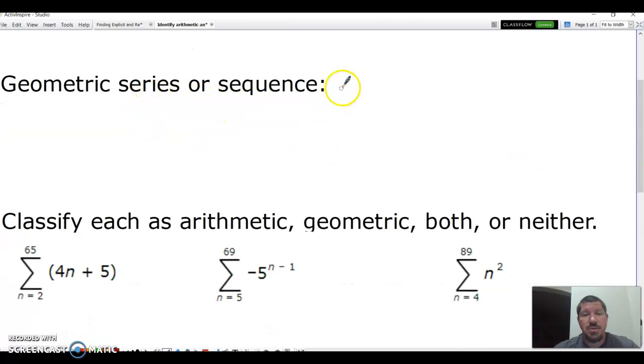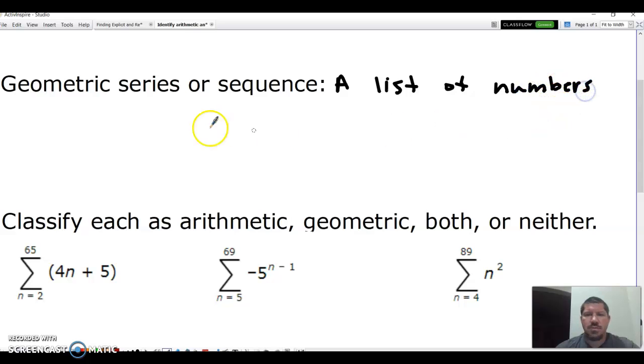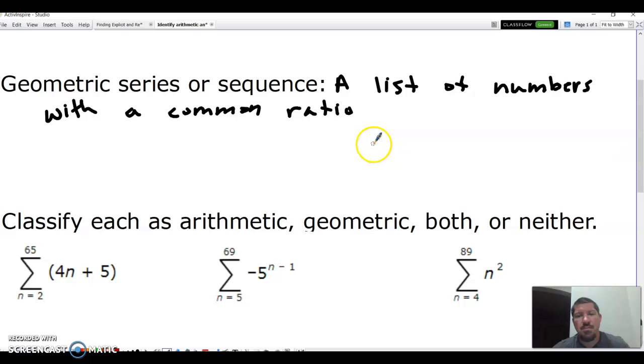Geometric series or sequence is a list of numbers, which again we call terms, right? So a list of numbers with a common ratio, or I'm multiplying by the same number or fraction every time.